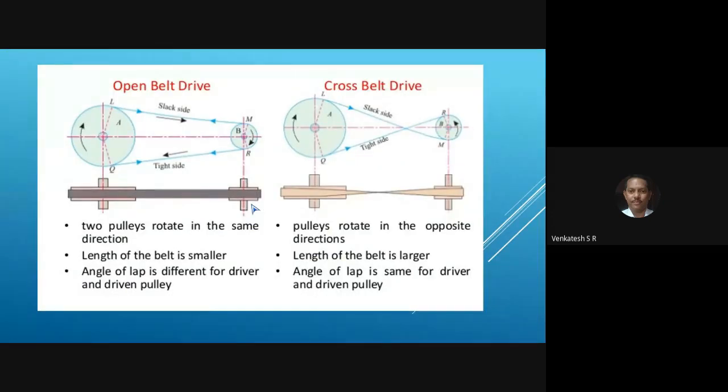The classification of belt drive, or types of belt. Belt drives are classified into two. One is open belt drive, the other one is cross belt drive. In the cross belt drive and the open belt drive, the rotation is very, very important. In open belt drive, you have the same direction of rotation, but in cross belt drive, you have the opposite direction of rotation. So if you need opposite direction of rotation, then go for cross belt drive. If you need the same direction of rotation, then go for open belt drive.